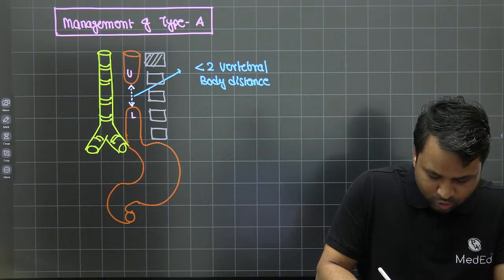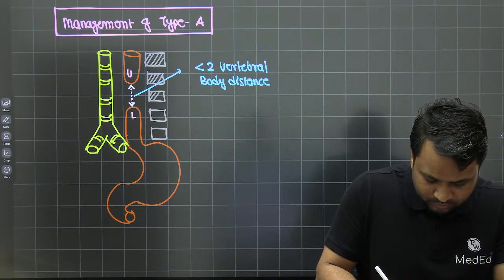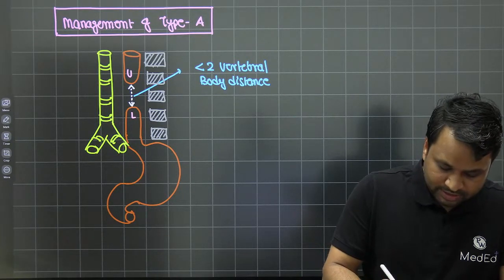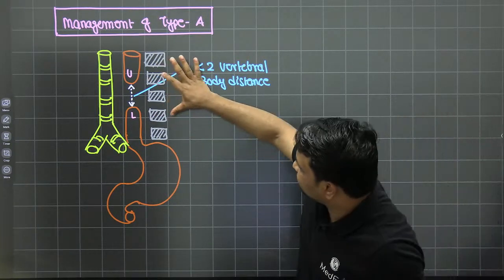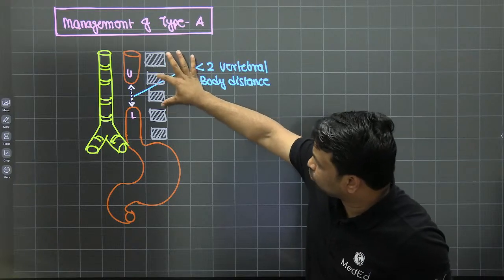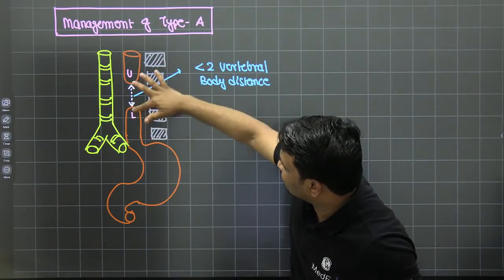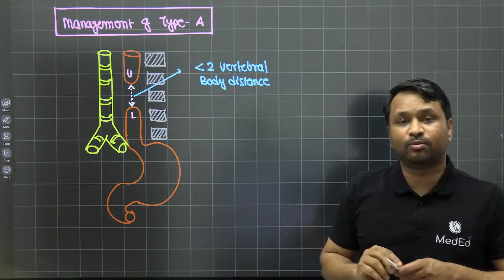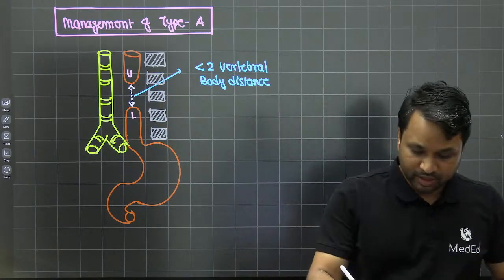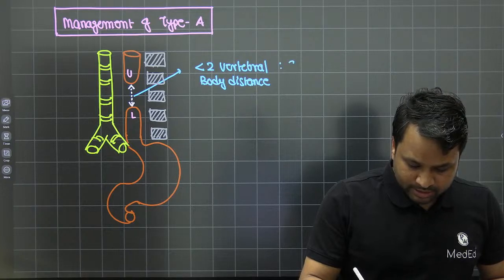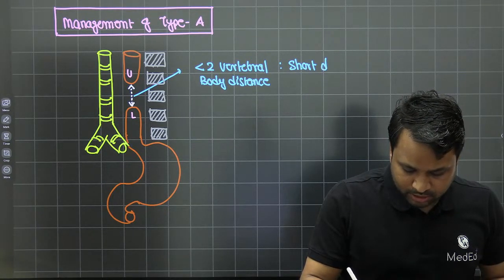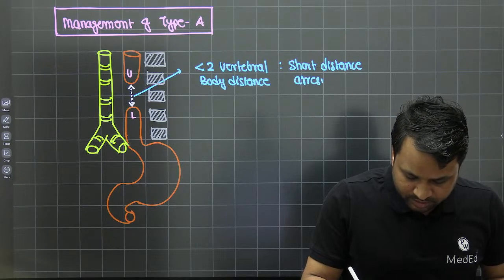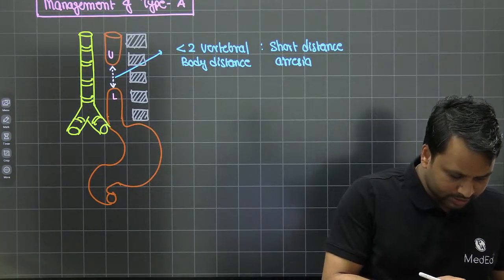So what you do is you measure both the components which are going to be present here, right? This distance, if you can see here, is hardly crossing only 1 vertebra. If the atresia is involving more than 2 vertebral bodies, then we will call it a long distance atresia. If it is less than 2 vertebral body distance, it is called a short distance atresia.